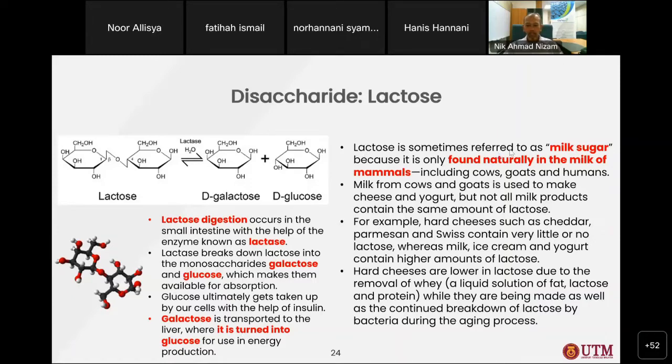Okay, lactose is sometimes referred to as milk sugar because it's only found naturally in the milk of mammals, including cows, goats, and humans. Milk from cows and goats is used to make cheese and yogurt, but not all milk products contain the same amount of lactose. So you can read from here. I'm talking about the hard cheese. Hard cheese is lower in lactose due to removal of whey and so on.